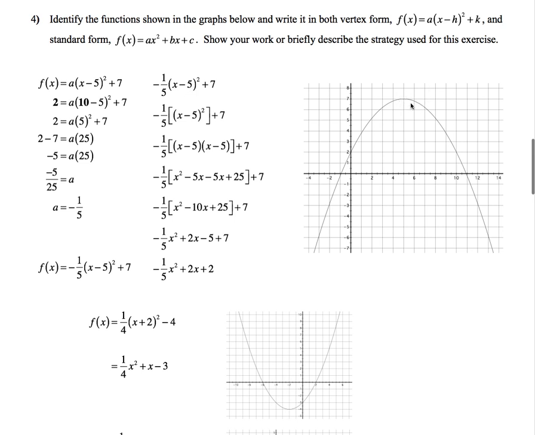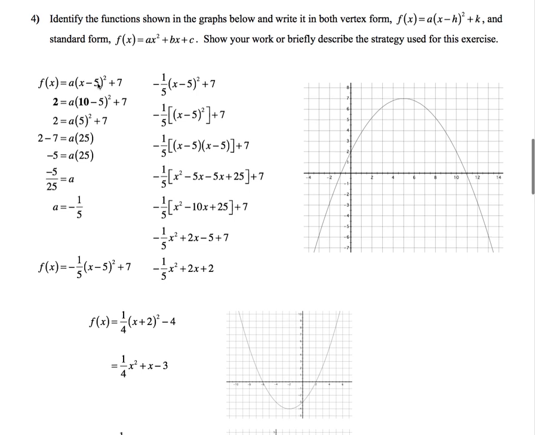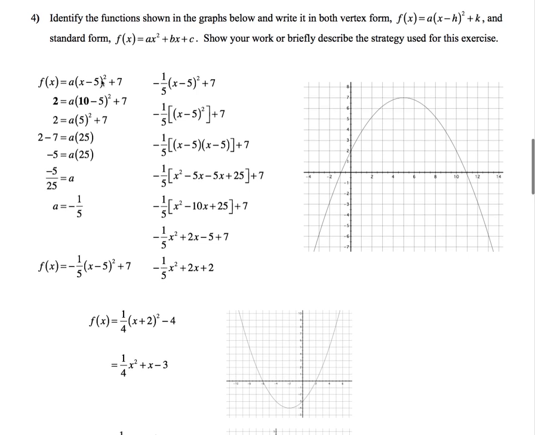we can see the vertex right here, and it's pretty clear that the coordinates are positive 5 for the x value and positive 7 for the y value. Well, we know that in the vertex form, this h is the opposite sign of the x value here, and the k keeps the same sign as this y value here. So we plug not positive 5 but negative 5 in here, and positive 7 here.